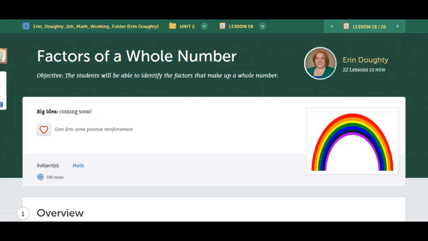This is an overview of the targeted skill group of factors of a whole number. Students will be able to identify the factors that make up a whole number.